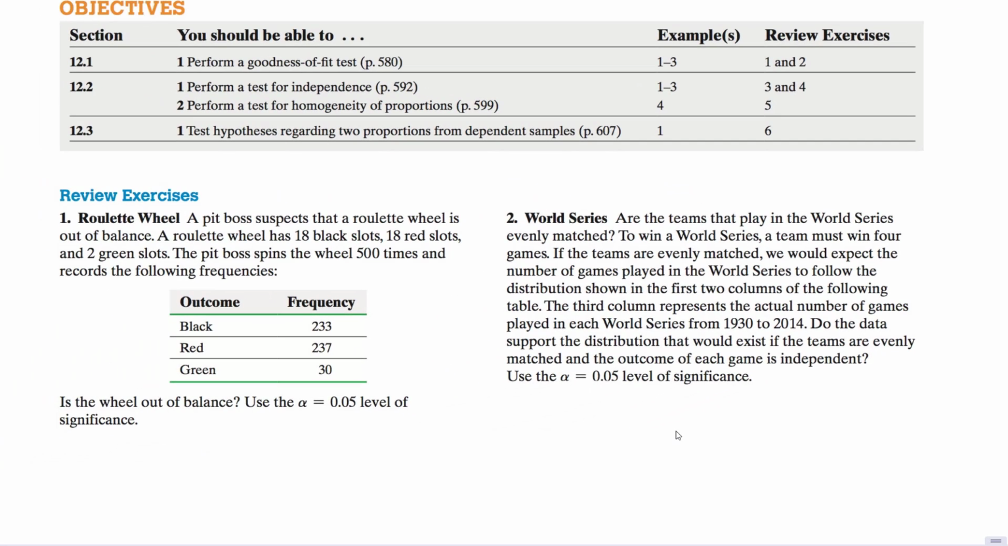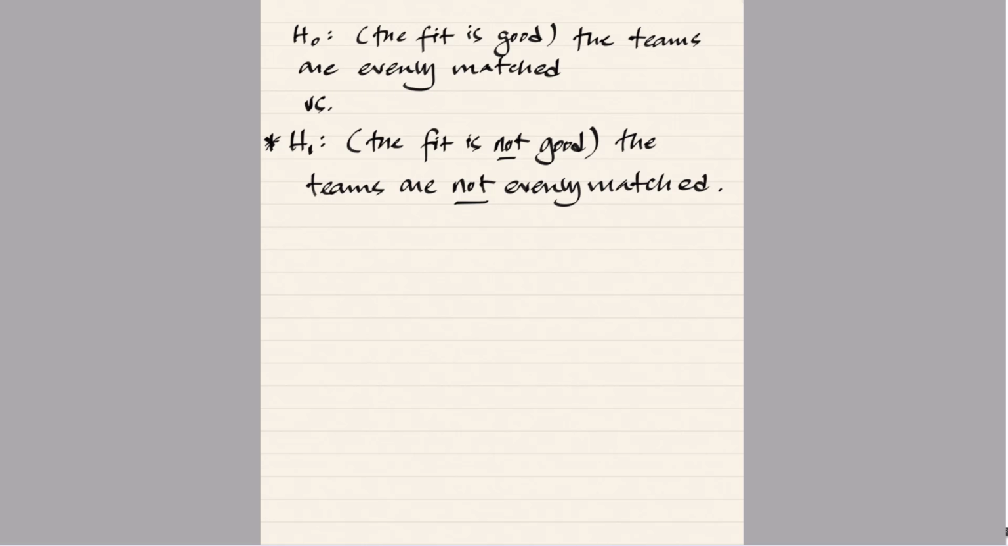Okay. Now, when we run a hypothesis test like this, there's always a few things we want to have written down, especially if you're doing an open-ended question on an exam. Let's take a look at what we would record for this one. If you recall, for the goodness of fit test, the generic hypotheses would be as follows. The null hypothesis would be that the fit is good. And so if we contextualize it for this particular problem, it would be that the teams are evenly matched.